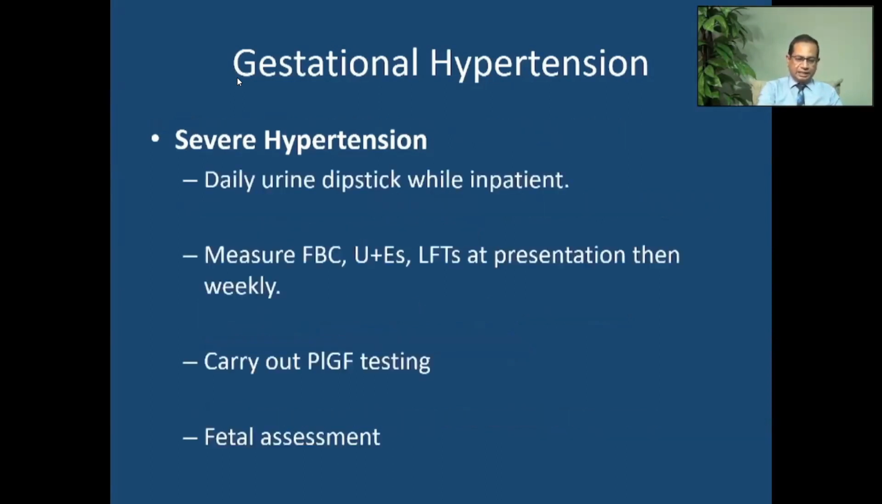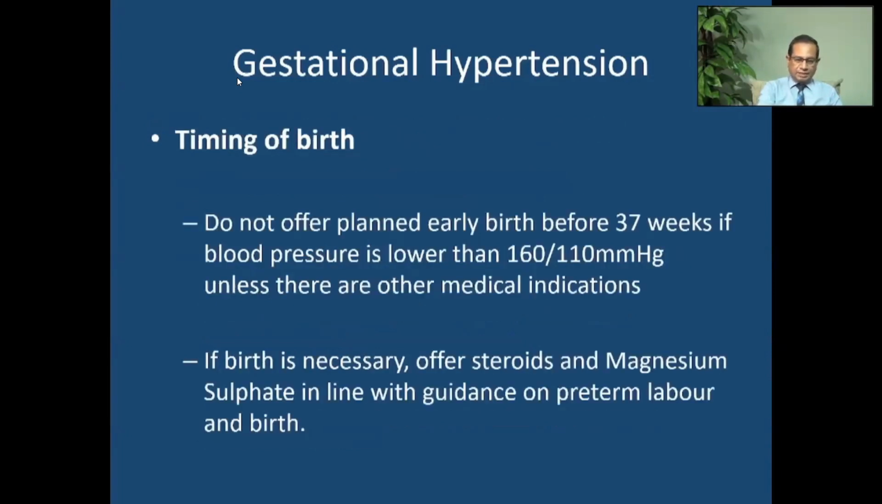This patient needs daily urine dipstick testing as an inpatient and also measurement of full blood count, urea and electrolytes, and liver function tests at presentation, then weekly, and carry out placental growth factor testing and also the fetal assessment. About gestational hypertension, now the issue is the timing of birth. Do not offer planned early birth before 37 weeks if the blood pressure is lower than 160 by 110, unless there are other medical indications.